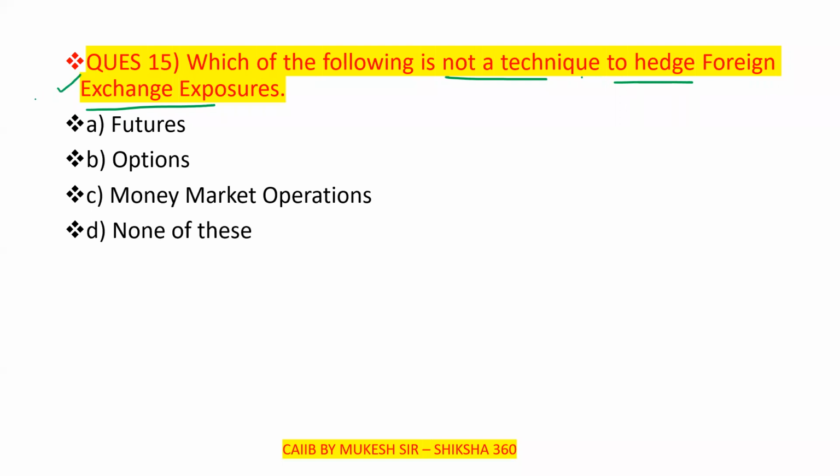Option A is futures. Option B is options. Option C is money market operations. Option D is none of these. So what will be the correct answer?